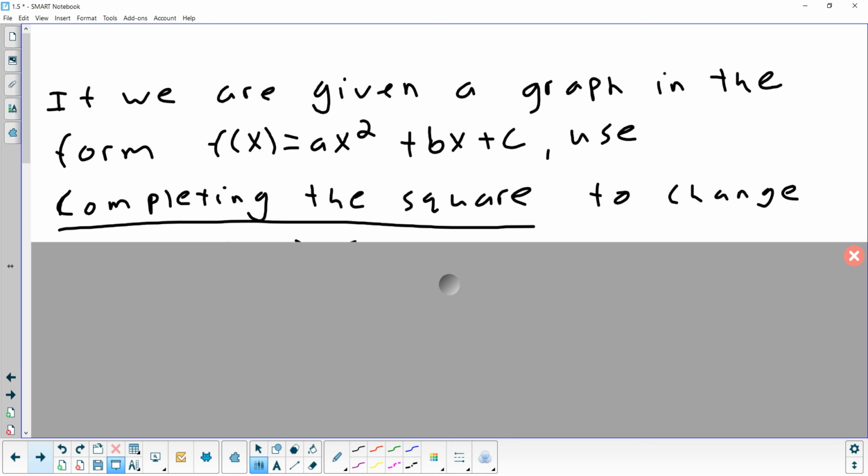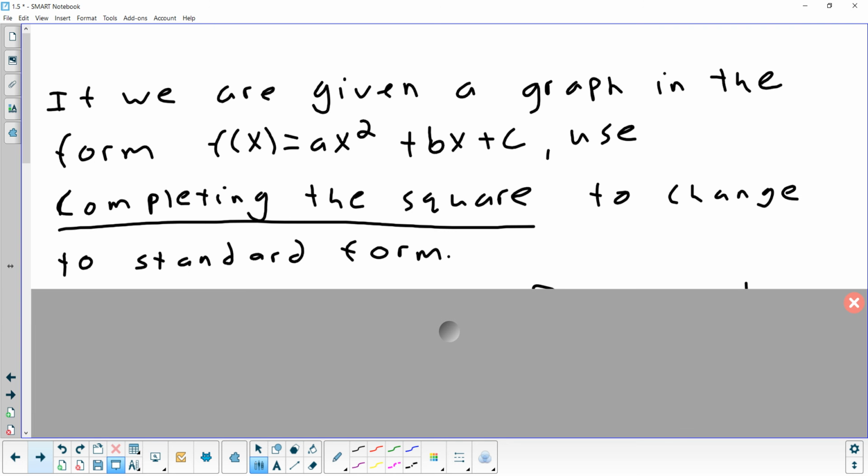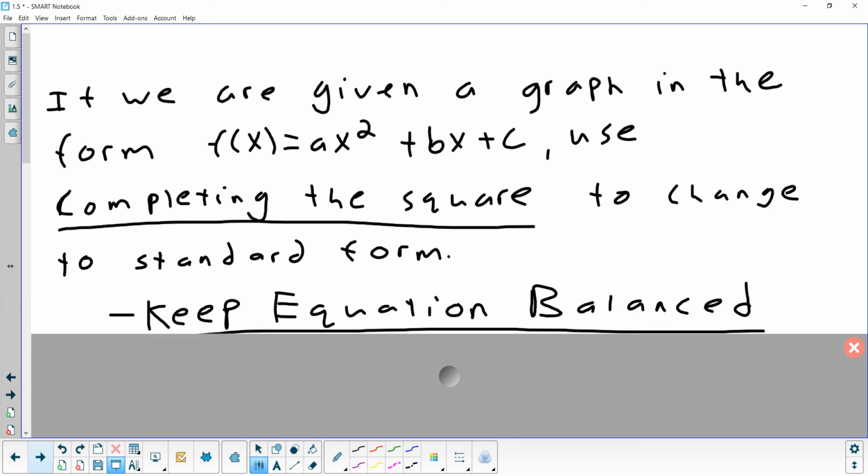That's something we've done probably back in Algebra 1, Algebra 2, so we're not going to spend a whole lesson on it, but I'll go through an example and show you what I'm doing at each step. Completing the square is just a way to rewrite your equation so it's easy for us to see what the transformations are. The key is that when we complete the square, if we do something on one side, we have to keep it balanced and do it on the other side.